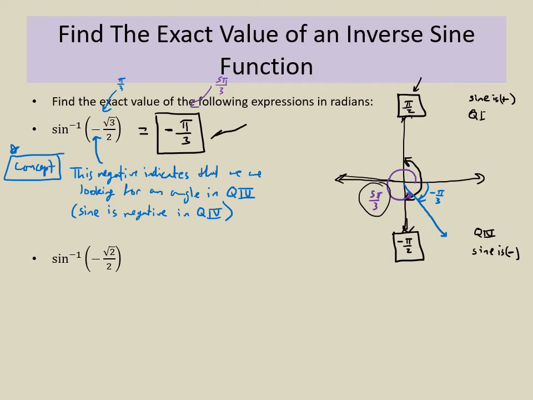Okay, so once again, concept, I'm writing it again. You probably wrote it before, but it doesn't hurt. This is an angle only between negative pi over 2 and positive pi over 2. All right, I'm going to let you pause the video and do this one on your own. Find the inverse sine of negative square root 2 over 2. Play the video when you're done.